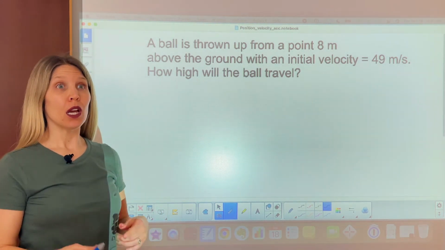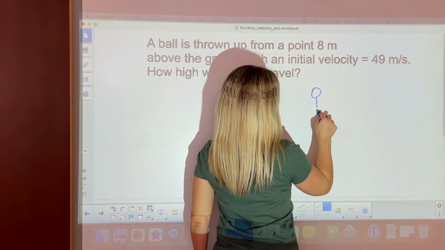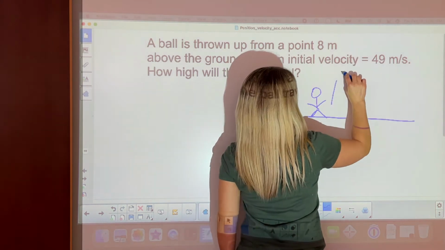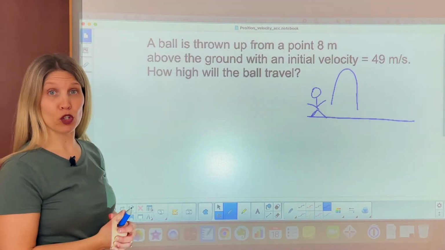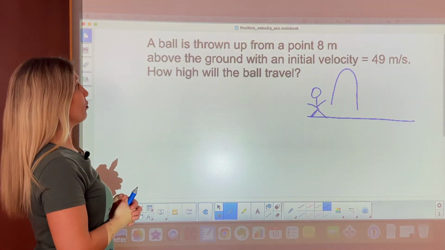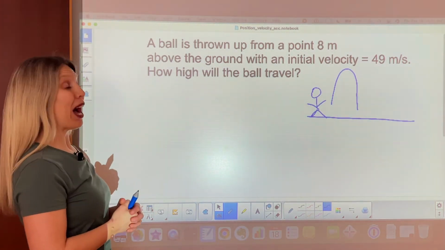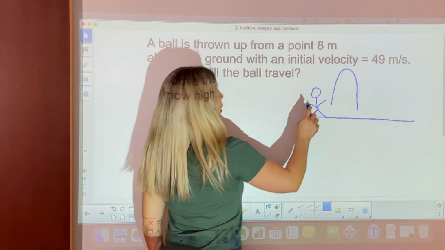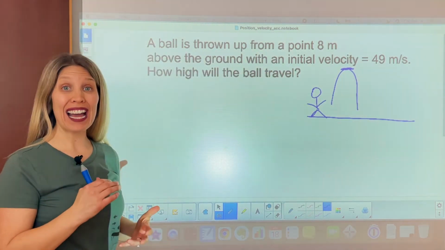So we're throwing a ball up from ground zero. So here you are, standing on the ground, throwing the ball up, and the ball will eventually come back down. That's my picture, right? We're standing 8 meters above the ground. Initial velocity is 49 meters per second. How high will the ball travel? That's like the bell curve of the ball, right? This is the point we want to know. We want to know how high the ball traveled.